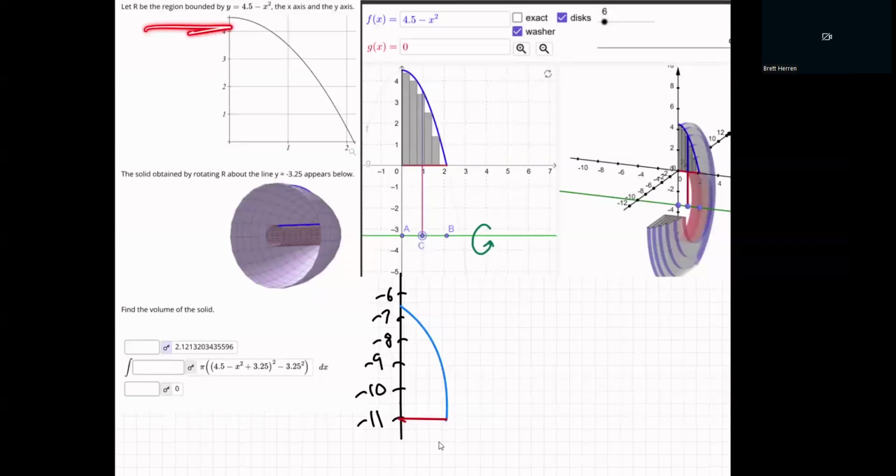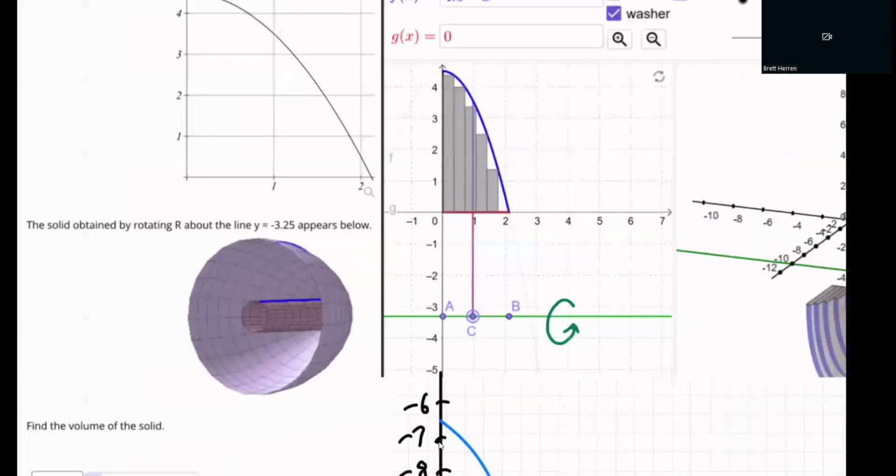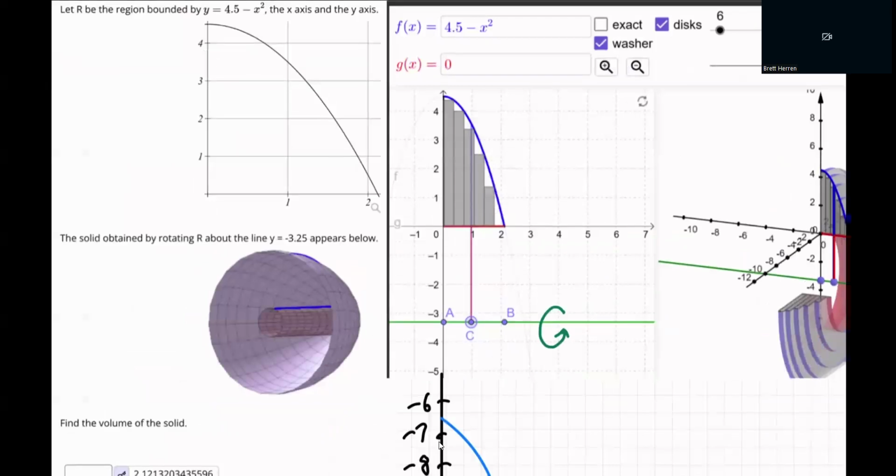Let R be the region bounded by y equals 4.5 minus x squared, the x-axis and the y-axis. They've given us a nice little picture right there. So there's the curve, y equals 4.5 minus x squared, which is part of a parabola turned down, like negative x squared, you know that function. And then here is the x-axis, and there's the y-axis.